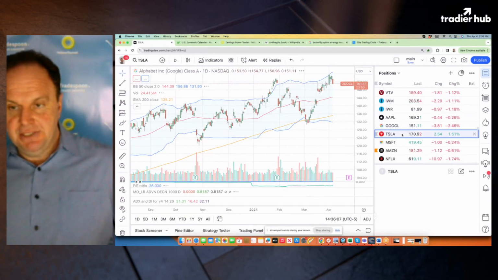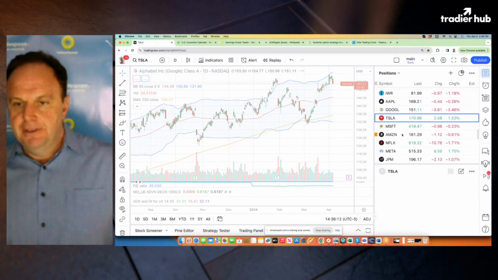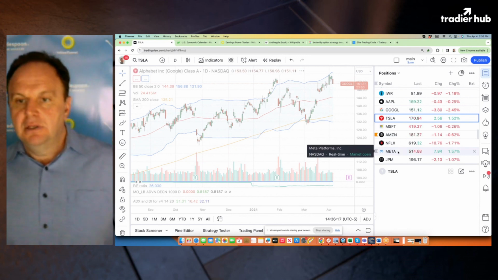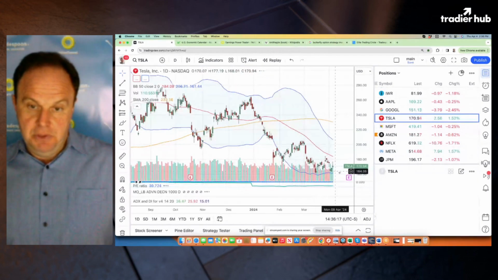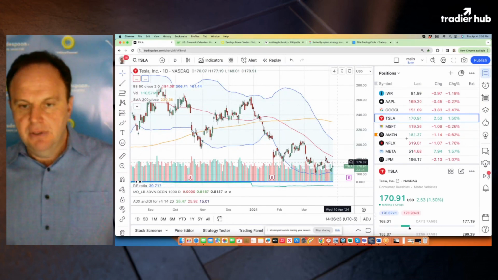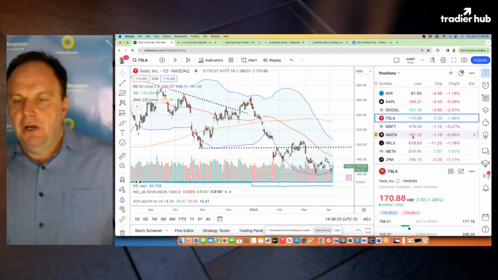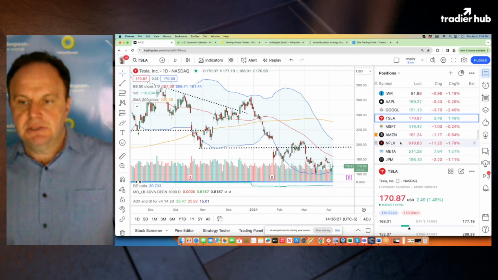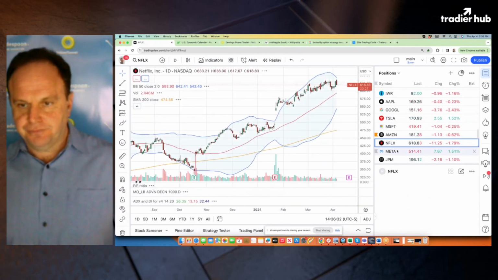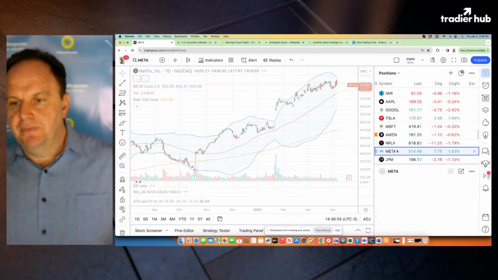Tesla is turning positive, but it's been oversold. And Meta is actually positive, right? So you have Meta and Tesla. Tesla got beat up, so there's some positive news because it was as high as 177 today. Netflix is down. Meta is up 1.5%.